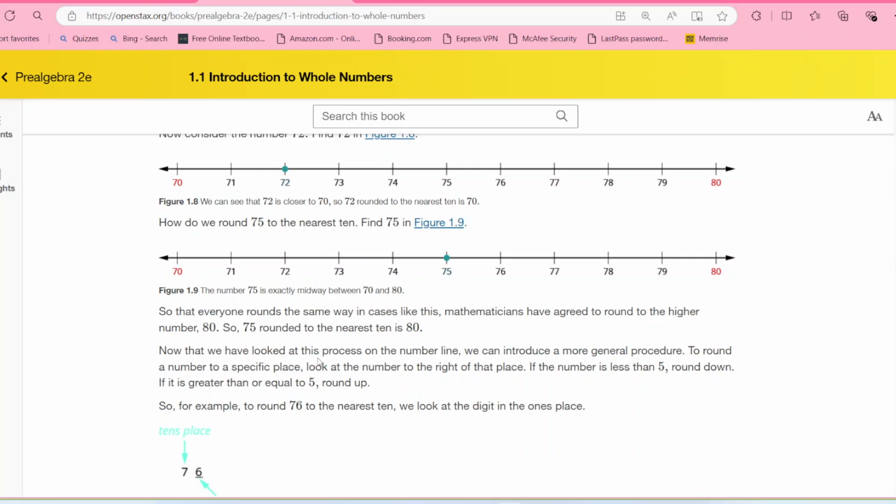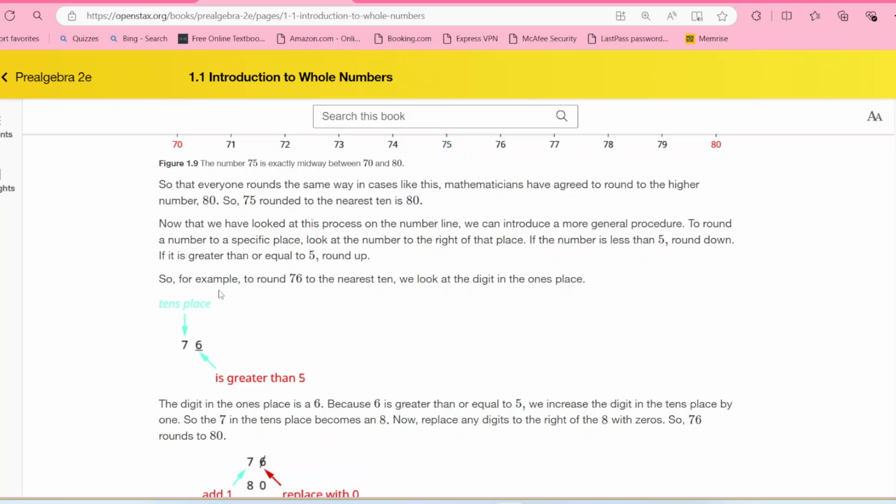Now that we have looked at this process on the number line, we can introduce a more general procedure. To round a number to a specific place, look at the number to the right of that place. If the number is less than 5, round down. If it is greater than or equal to 5, round up.